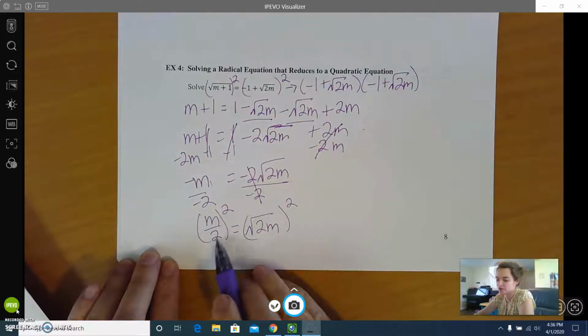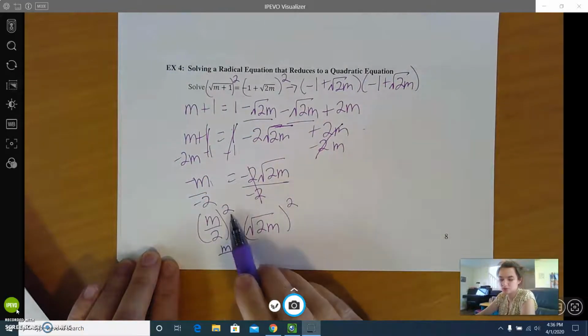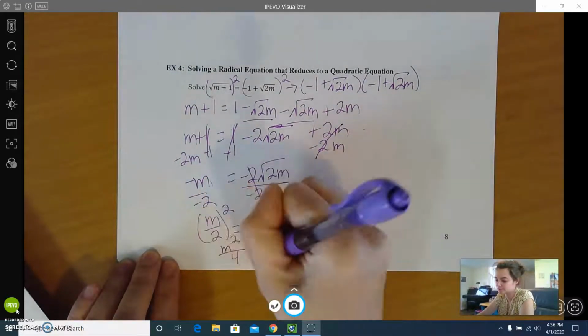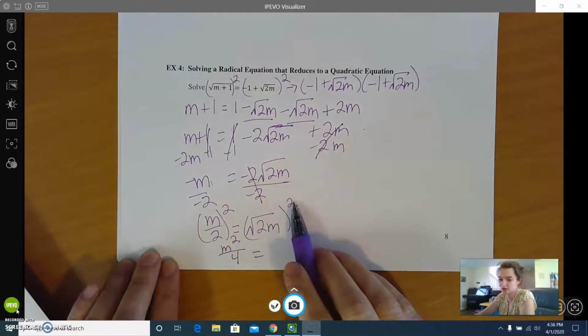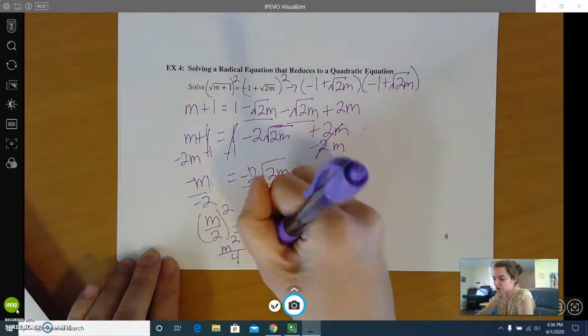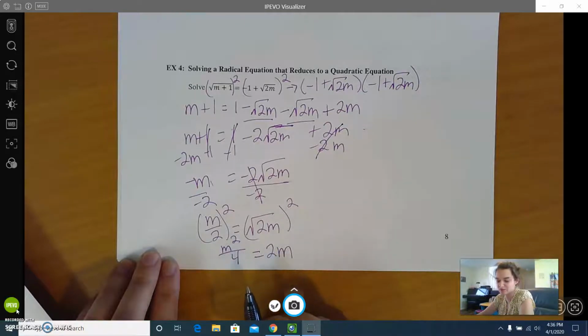m over 2 squared would be m squared over 2 squared, which is 4. On the right side, the square root and the squaring will undo each other. You're just left with a 2m there. At this point, I know that I have a quadratic because I have an m squared, so we are going to have to do something with quadratics at this point.